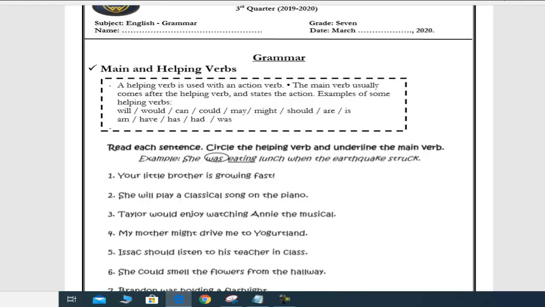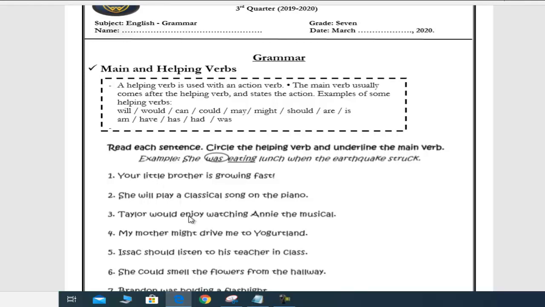of the verb. Examples of some helping verbs: will, would, can, could, may, might, should, are, is, am, have, has, had, and was. Circle the helping verb and underline the main verb. She was eating lunch when the earthquake struck. What was she doing? Was eating. The verb is was eating. Was is the helping verb. Eating is the action verb or the main verb.